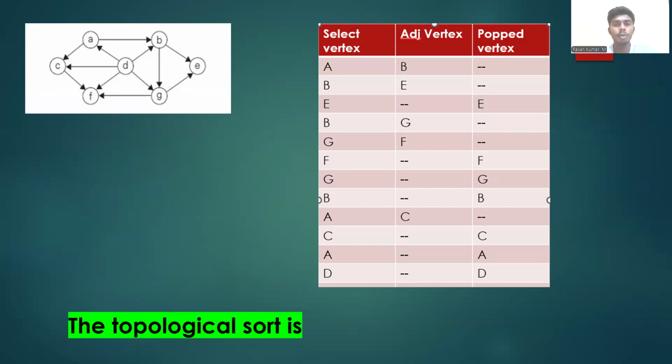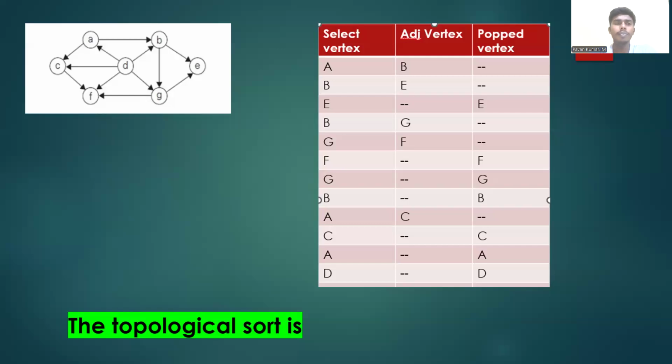So E will be popped and it will return to the previous vertex, B. From B it will go to G, and from G to F, and F will be popped out because there are no outgoing arrows. Then it returns to G. G will be popped, and again to B, B will be popped, and it will go back to A.